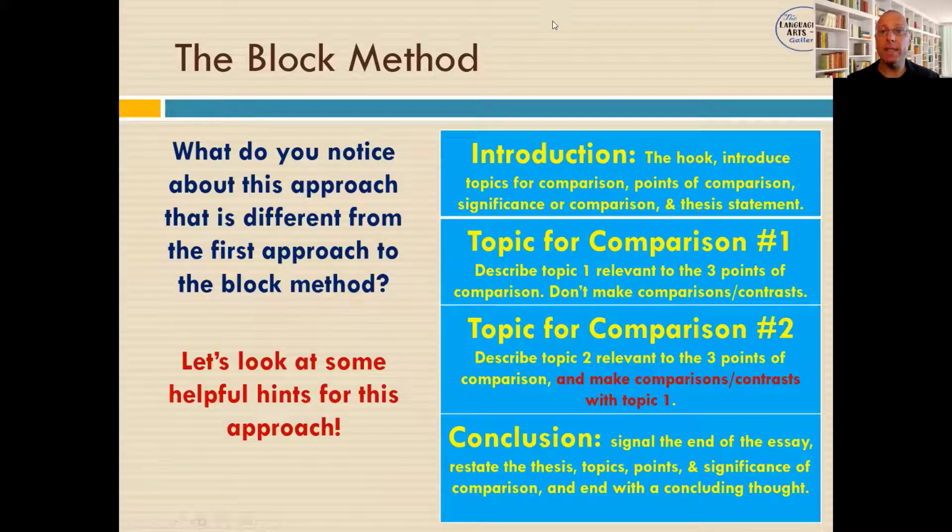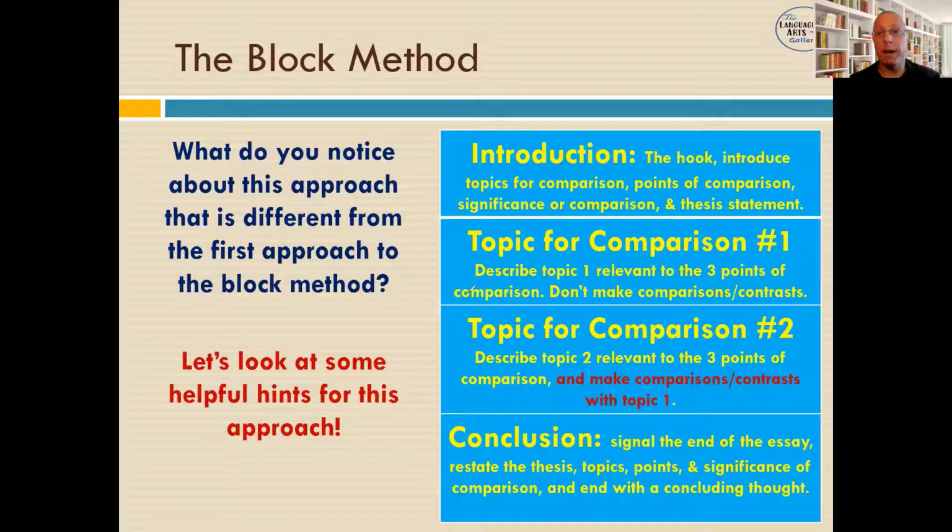We've still got that same 4-paragraph structure. We've got our introduction and our conclusion. And again, we've got 2 paragraphs for the body of our essay. But those paragraphs are structured a little bit differently than they were in the first approach to the block method. So in our first body paragraph, we're actually going to explain everything about the first topic for comparison. And we're going to explain it relevant to the 3 points of comparison.